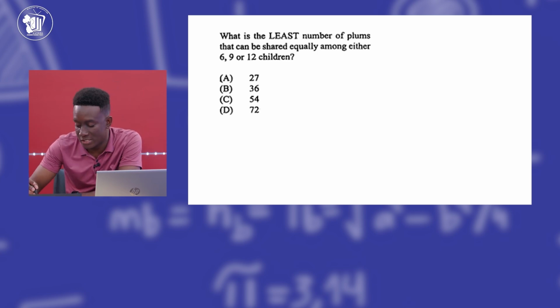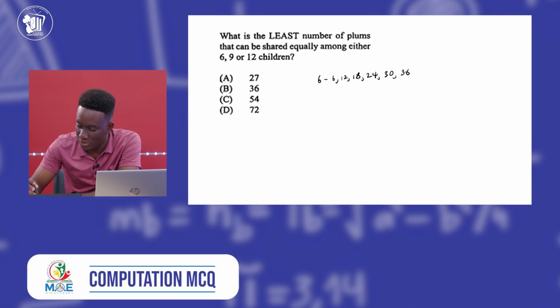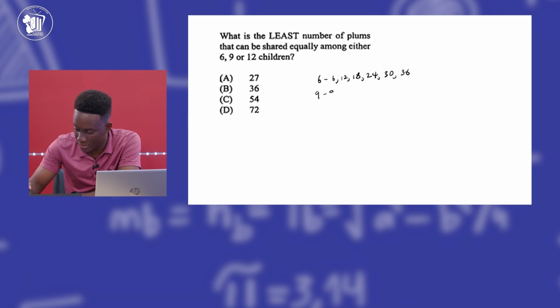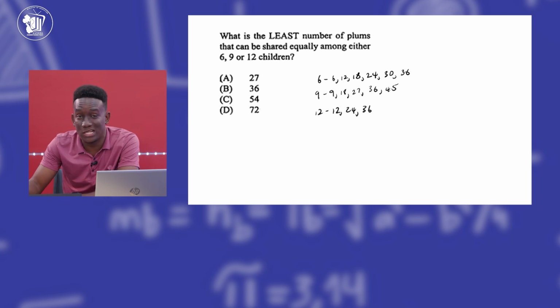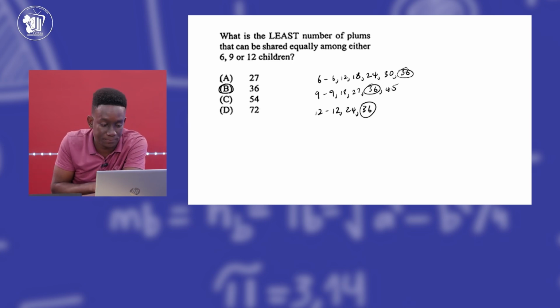So let's list the multiples of 6. The multiples of 6 would be 6, 12, 18, 24, 30, 36. The multiples of 9 would be 9, 18, 27, 36, 45. The multiples of 12 would be 12, 24, 36. We can stop there. So we see the lowest common multiple, 36 is in all of them. So the least number of plums that can be shared among 6, 9, or 12 children would be 36.